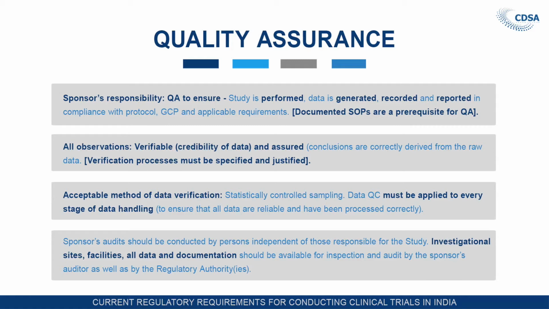To have good QA, you should have a very strong SOP system. All these observations should be verifiable. That means you can do an audit trail and find the source so that your data can be credible. All the data should be assured. That means the conclusions are correctly derived. How will you know? Your raw data should exactly support what you are concluding. So the verification process must be very specific and should be justified. There should be an acceptable method of data verification. That means you have to use statistically controlled sampling.